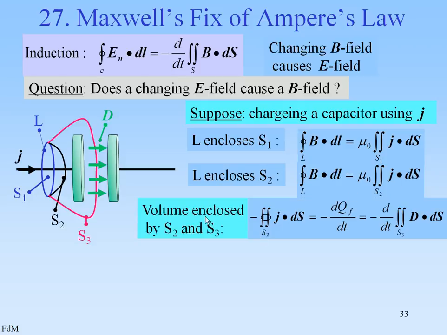Now we look at the volume enclosed by S2 and S3. With S2 and S3, on one side we have the current here, and on the other side we have some kind of flux change. The current change here is the change in the displacement. So the current in fact is the change of charges. This is the change of charges on the plates, and the change of charges can be written in the form of a change of electrical displacement integrated over the surface.